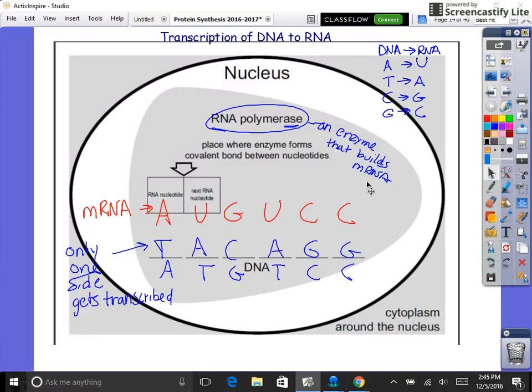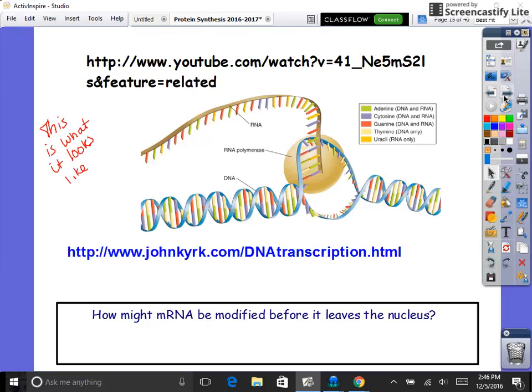That mRNA is in the nucleus. It's going to be able to fit and leave the nucleus through the nuclear pore. This is what it actually looks like, and we have 2 video clips that I'll show in class where they'll show you this in real time, what's actually happening.